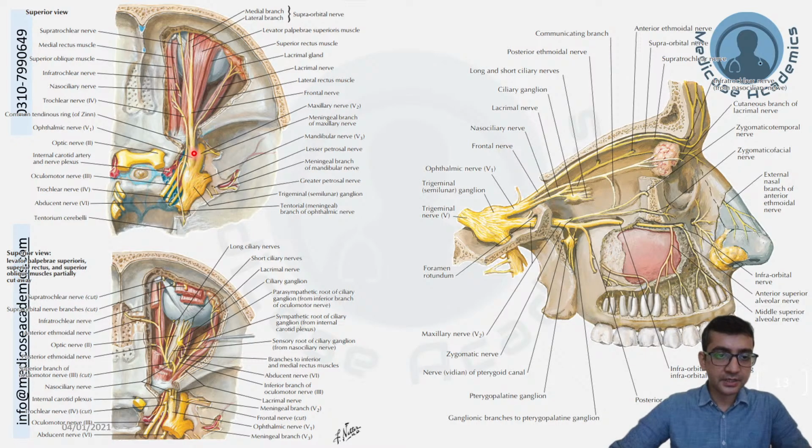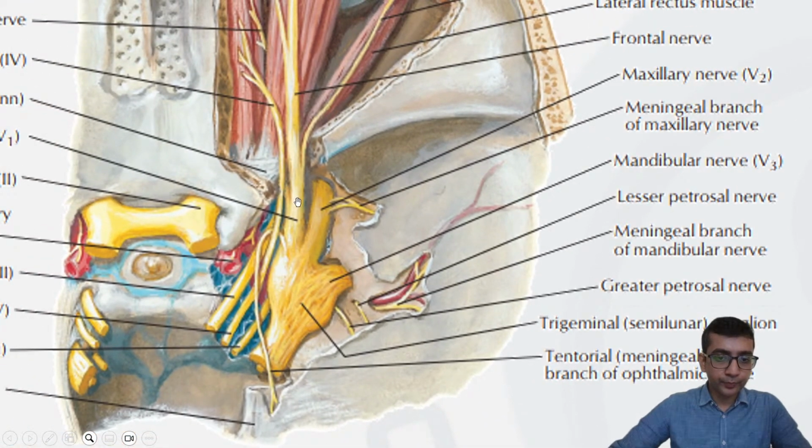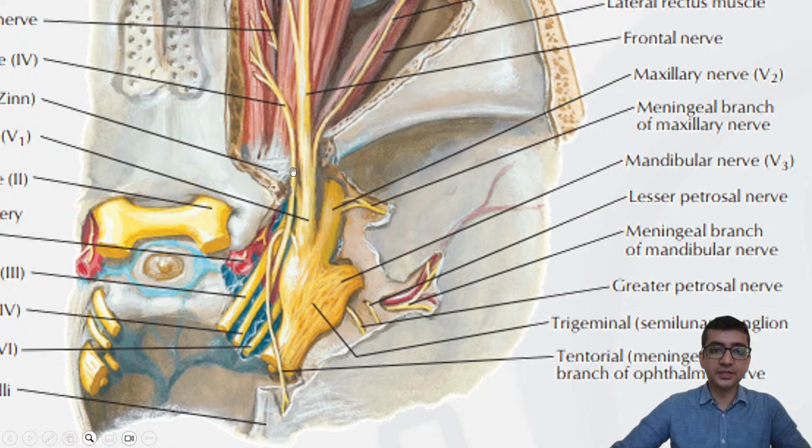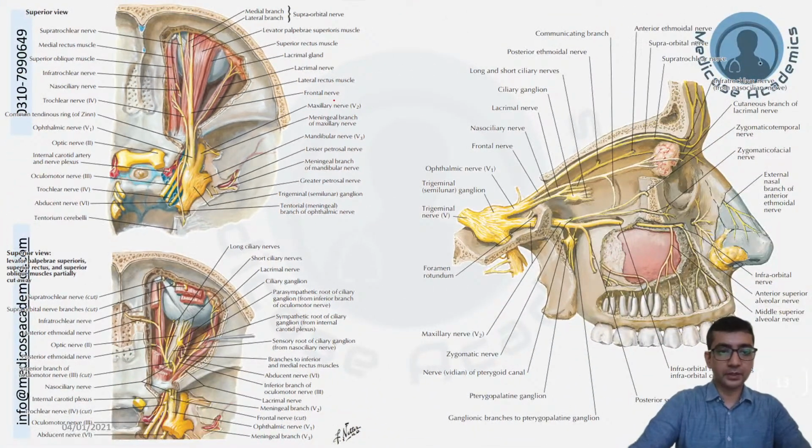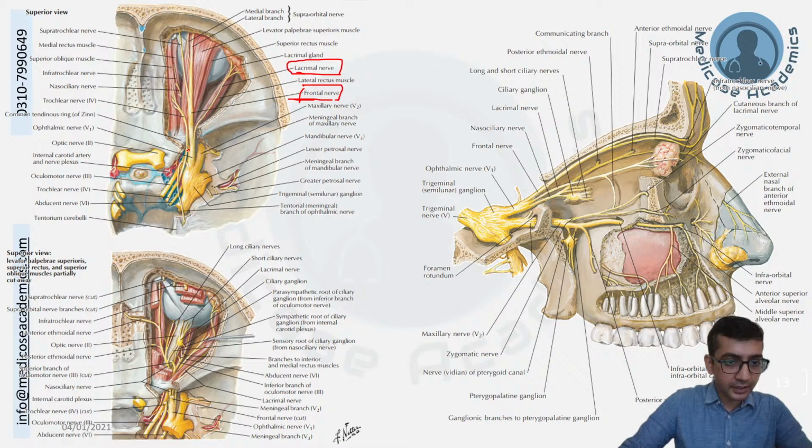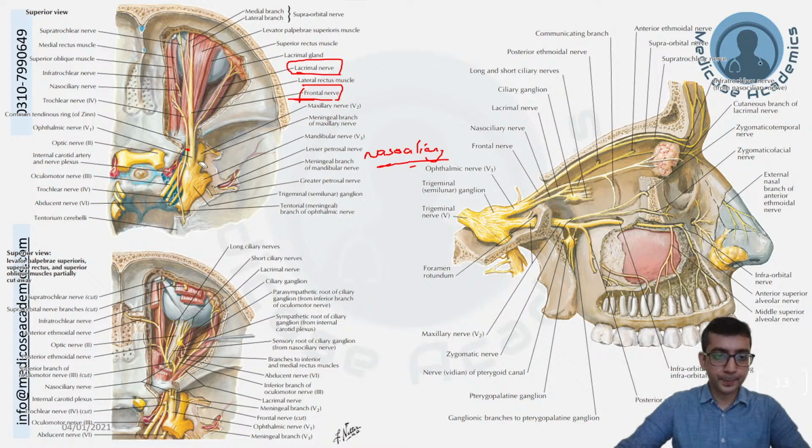We'll talk about the ones that are going to the orbit. You can see from this picture, they divide into three branches before actually entering the orbit. The one going laterally is the lacrimal branch, this one. The one going superiorly is the frontal branch, and the one going deep right here is the nasociliary. Let's follow the first two here.